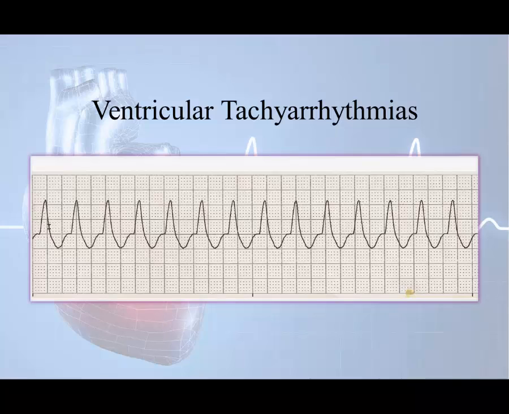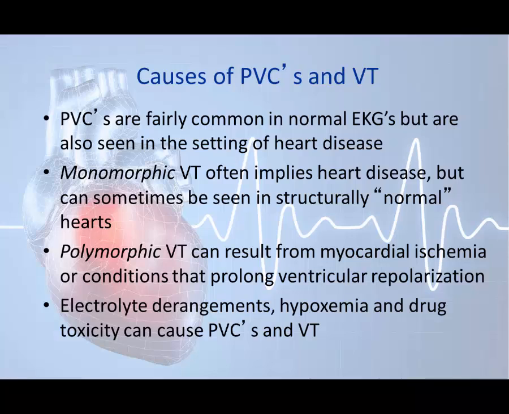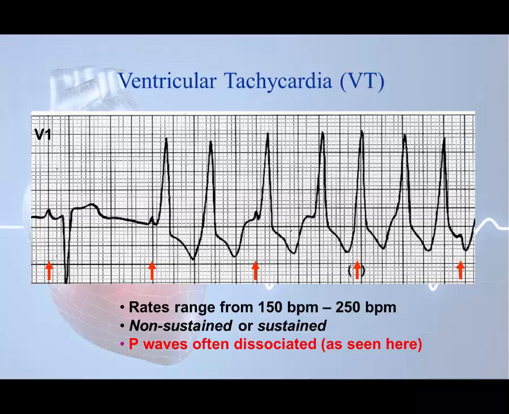Ventricular tachyarrhythmias. PVCs are fairly common in normal EKGs, but are also seen in the setting of heart disease. Monomorphic VTAC often implies heart disease, but can sometimes be seen in structurally normal hearts. Polymorphic VTAC results from myocardial ischemia or conditions of prolonged ventricular repolarization. Electrolyte problems, hypoxemia, and drug toxicity can cause PVCs and VTAC. Ventricular tachycardia or ventricular fibrillation causes most of the sudden cardiac deaths in the United States, at an estimated rate of approximately 300,000 deaths per year.